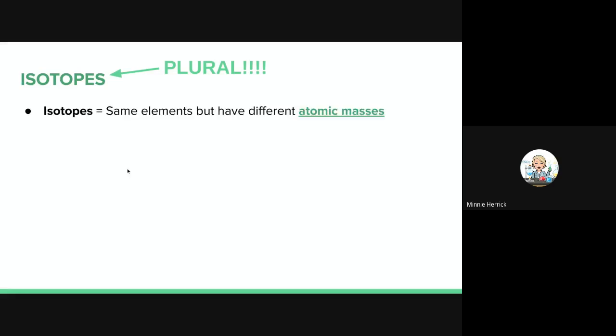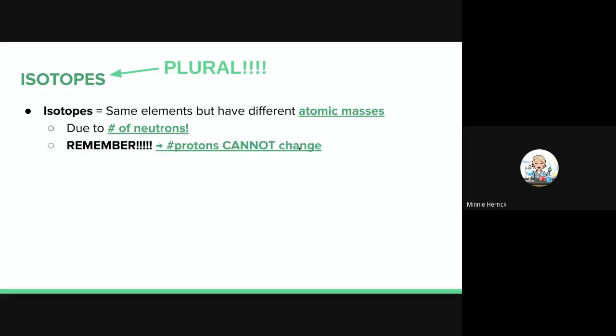So let's go ahead and write this down. Basically, isotopes are the same elements but have different atomic masses. They have the same number of protons, but a different number of neutrons, and that makes their masses different. They're the same elements, but they have different masses, and that's due to the number of neutrons. Remember that protons cannot change, so it's the number of neutrons that makes them different. Every atom is an isotope. Two have to be compared, okay?